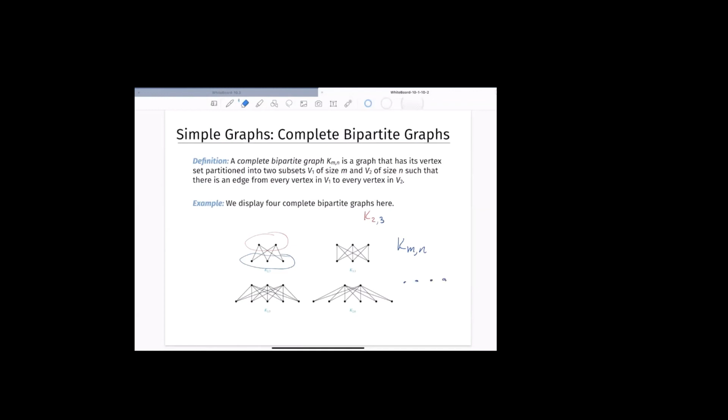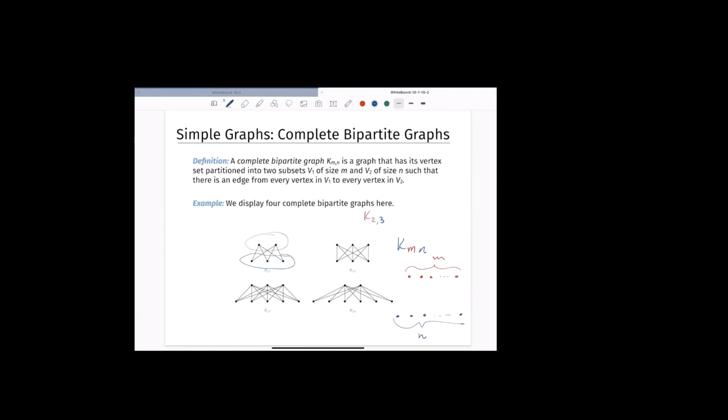So let's actually use red here. M of these guys. And then you have, in general, a different number, N, of the other guys. So what's the number of edges here in K_{M,N}? If two vertices are of opposing colors, there is an edge between them. All we need to do today, the last thing, is answer: how many edges does this one have?